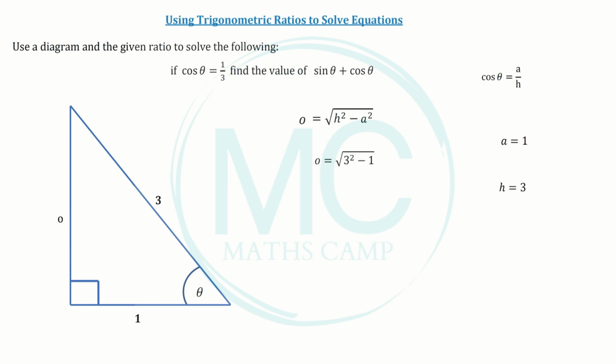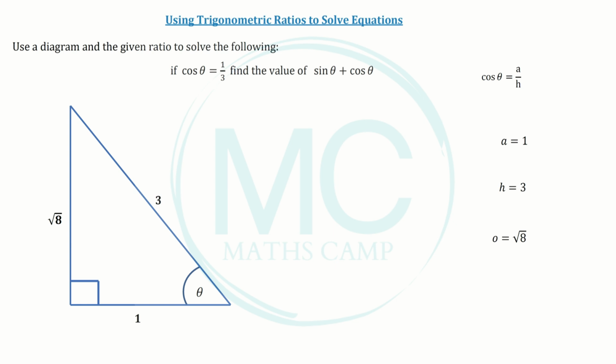Now we can square. 3 squared is equal to 9. Then we have minus 1 under a square root. 9 minus 1 gives us 8. And we see that O is equal to root 8. Let's put root 8 into our diagram as well. And we can make a note of it over here. Now we can make some space and look at our equation.